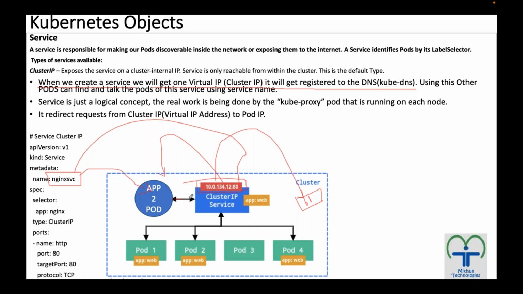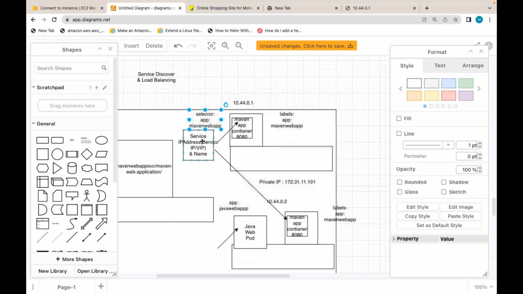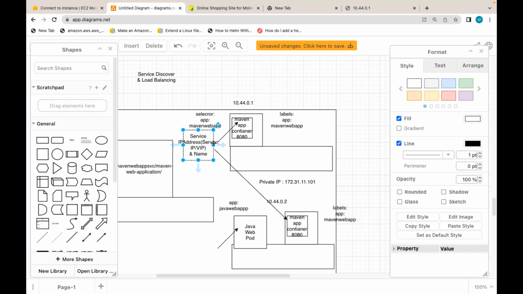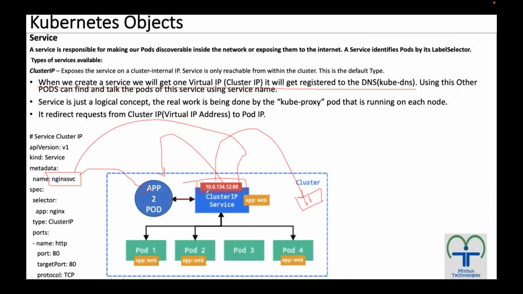Request goes to service. Then will this service forward the traffic to the pods like this? But how will the service identify the pods? To which pod does it have to route? What are the endpoints of the service? How will it identify? Labels and selectors. So when we create a service, we are going to get one virtual IP address that will get registered into the DNS. Pods can find and talk to this using the service name.